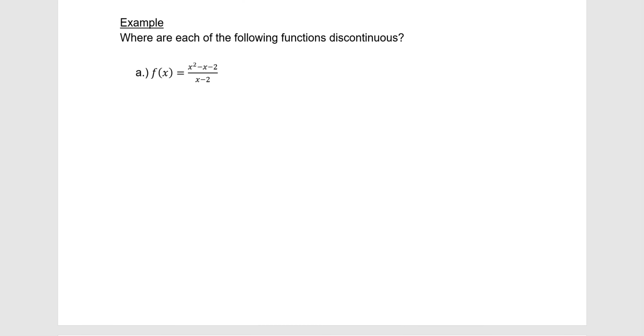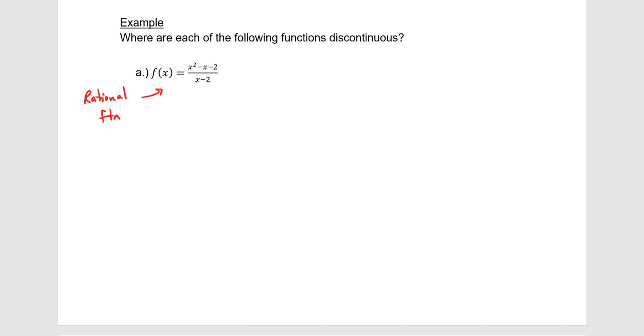Okay, let's do some more examples. Where are each of the following functions discontinuous? For the first one, we have f of x equals x squared minus x minus 2 over x minus 2. We know that this is a rational function. So we know that rational functions are continuous everywhere in their domain.